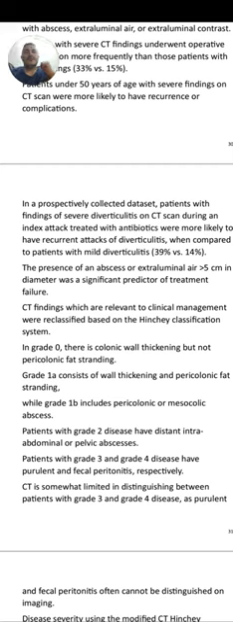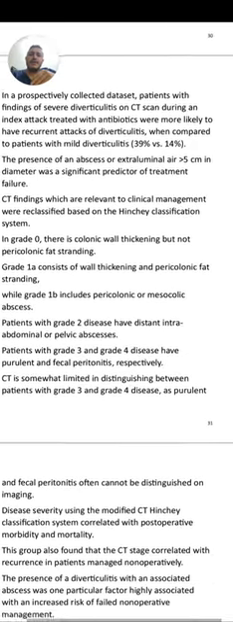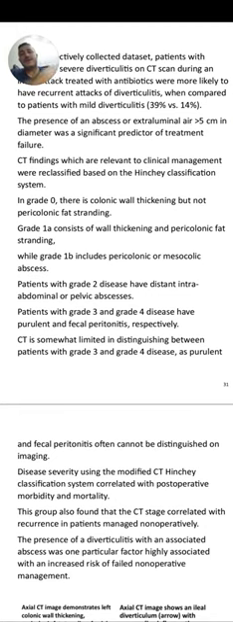We already talked about the Hinchey classification, and we said that this is a pathological classification. Actually, there is a modified Hinchey classification that also correlates with the CT findings. The modified one is a radiological classification, and it's important as it also guides our treatment and correlates with severity. The difference is that Hinchey is from 1 to 4, while modified Hinchey is from 0 to 4.